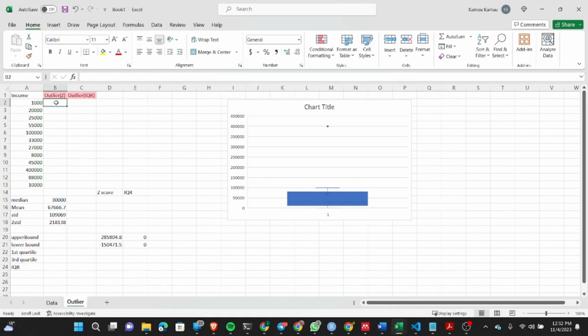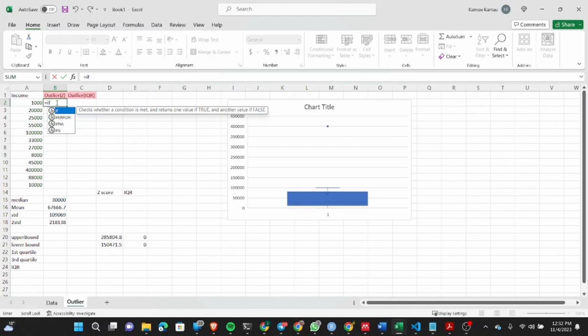And here we can write a function that checks, is this data contained within the lower and the upper bound? How you do that is you write equals IF, and we want to use AND. So we want to check this figure, is it greater than our lower bound? And we also want to check the same figure, is it less than our upper bound? Meaning that it will be contained within the lower and the upper bound. And if it's within that threshold, we want to call it normal. Else, we want to call it an outlier.